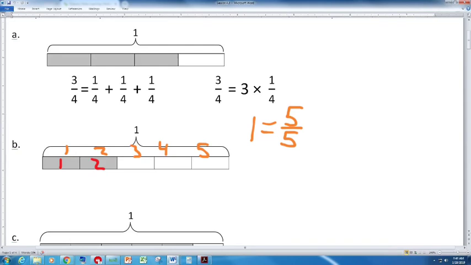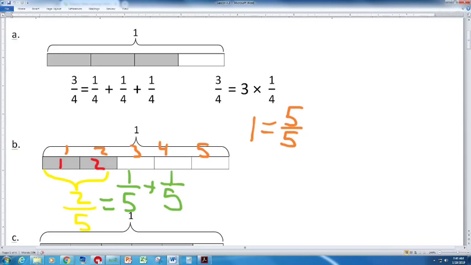Now this whole thing right here of the shaded, this little spot right here is worth 2 out of how many? 5. 2 shaded out of 5. Now that means each of these little boxes is worth 1, and if each of these boxes are worth 1, it's out of a total of 5. So it's 1 over 5 plus 1 over 5.